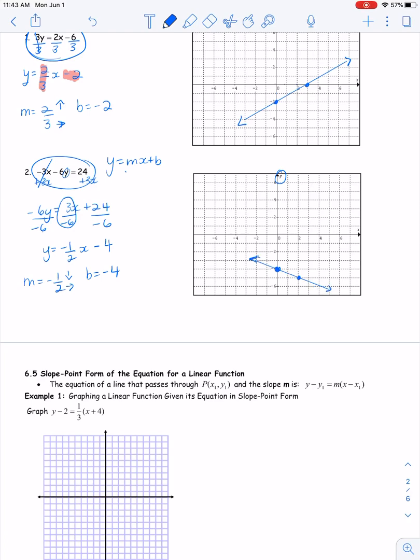Now we know this line has a negative slope because it's decreasing to the right. This line up here has a positive slope because it's increasing to the right.